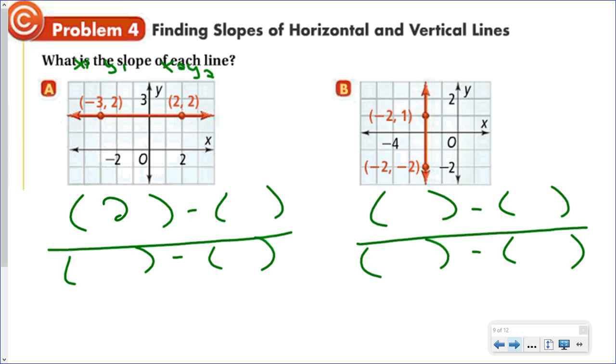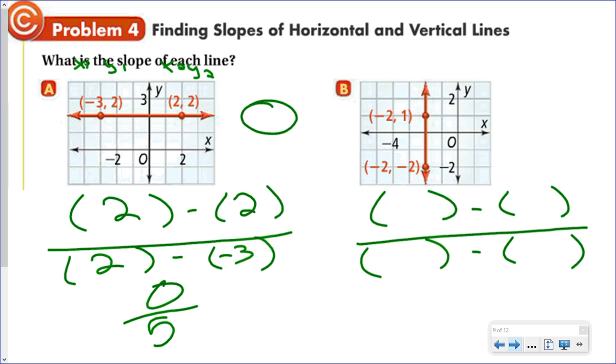So I go 2 and 2, and then I go 2 and negative 3. Well, on the top I get 0. On the bottom I'd get 5. 0 over 5 equals 0. Anytime you have a horizontal line, the slope is 0. So honestly, if you can visually see it's a horizontal line, you don't even show your work. You just put 0. Same thing with vertical line. You just know a vertical line is undefined.